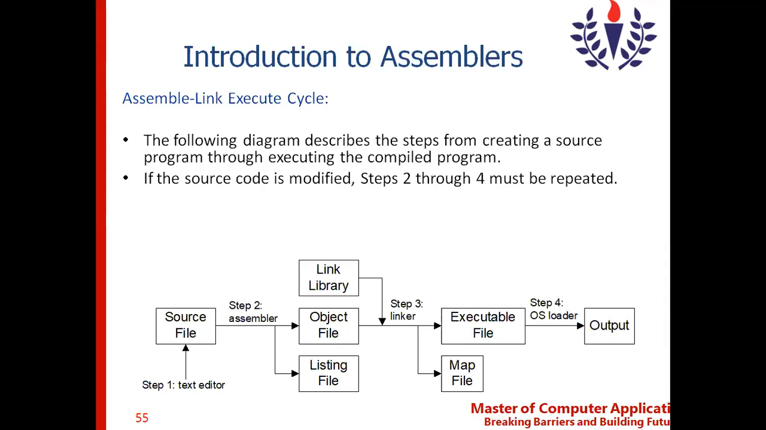In some situations, if the source program is modified, if we do any modification in the source program, then again from step 2 till step 4, the process has to be repeated. So this entire slide is giving you an overview of how the assemble, link, and execute cycle happens when you run a program.